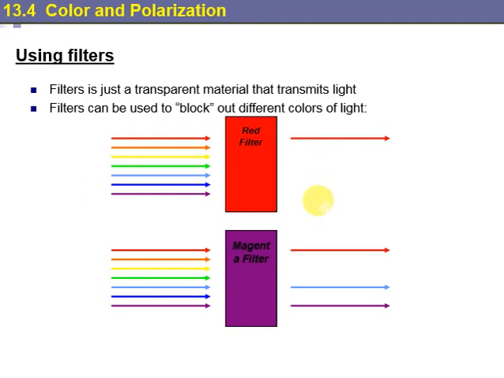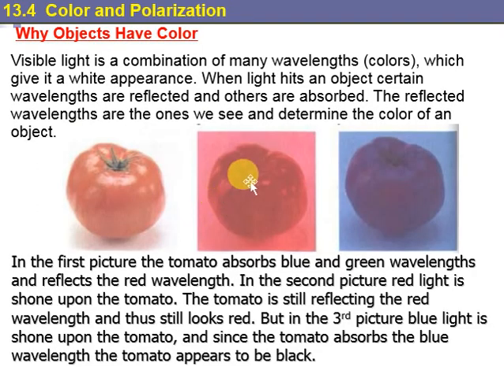Here I have a magenta filter, so I want the color magenta, so I shine white on it. The light that passes through it is only magenta. So in order to get only red light or blue light, we can use filters.